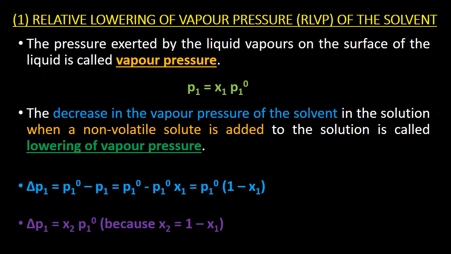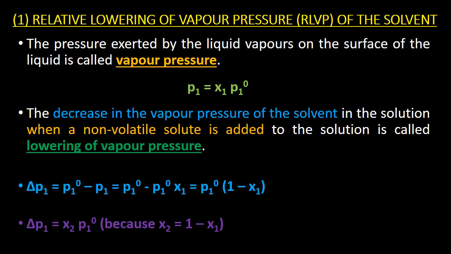In this session, I am going to explain about the first colligative property, that is relative lowering of vapor pressure of the solvent. First, let us know what you mean by vapor pressure. Vapor pressure is the pressure exerted by the liquid vapors on the surface of the liquid.